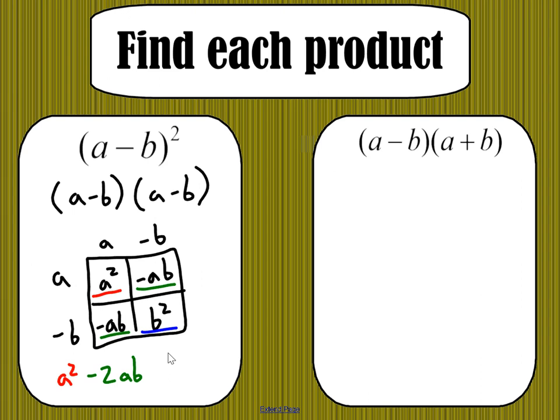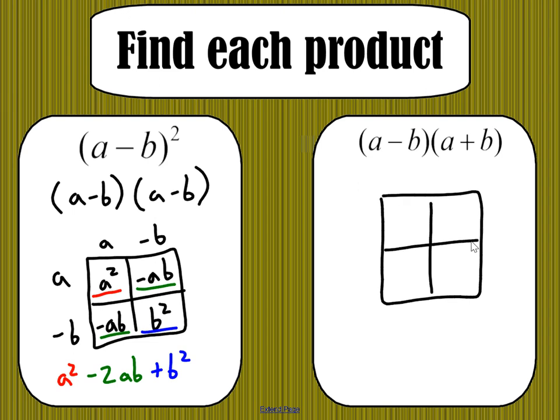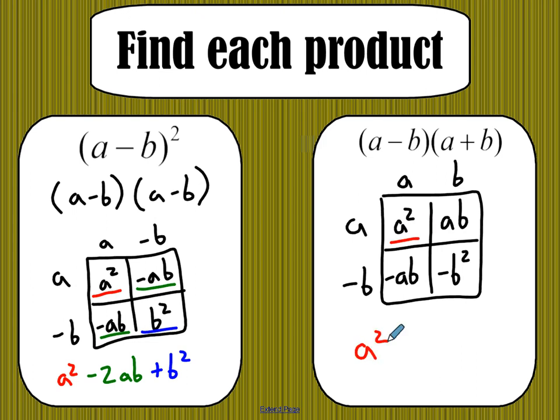I have a minus b times a plus b, so that's going to be a 2 by 2 box. So I have a squared, ab, negative ab, and negative b squared. I have a squared. This ab and this ab are like terms, but they cancel each other out because they're opposites. And then I have negative b squared.